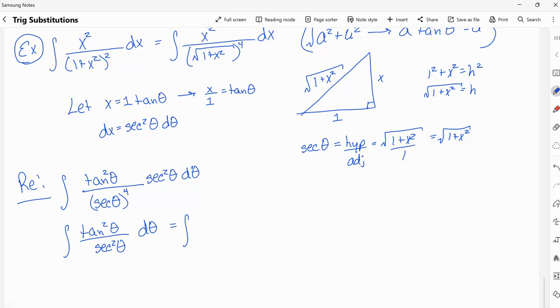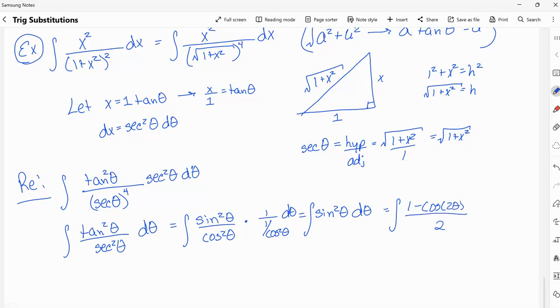Let's try turning things into sines and cosines. So we have sine squared over cosine squared times 1 over cosine squared. You can see how if I multiply that bottom, I'm just going to get 1. So this is the same thing as sine squared. And we have a power reducing formula we can use there. That's going to be 1 minus cosine of 2 theta all over 2 d theta.